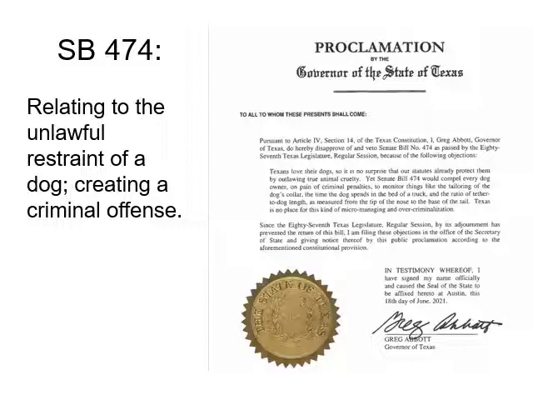He says, Texans love their dogs, so it is no surprise that our statutes already protect them by outlawing true animal cruelty. Yet Senate Bill 474 would compel every dog owner, on pain of criminal penalties, to monitor things like the tailoring of the dog's collar, the time the dog spends in the bed of a truck, and the ratio of tether to dog length, as measured from the tip of the nose to the base of the tail. Texas is no place for this kind of micromanaging and over-criminalization.